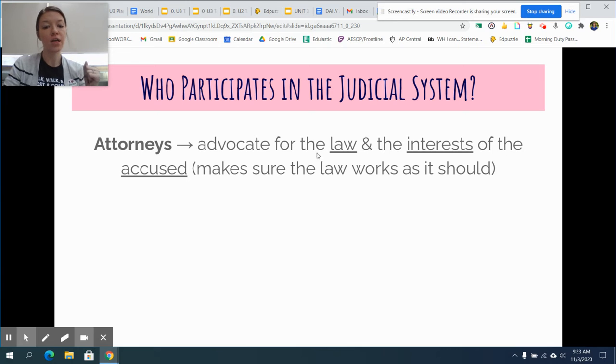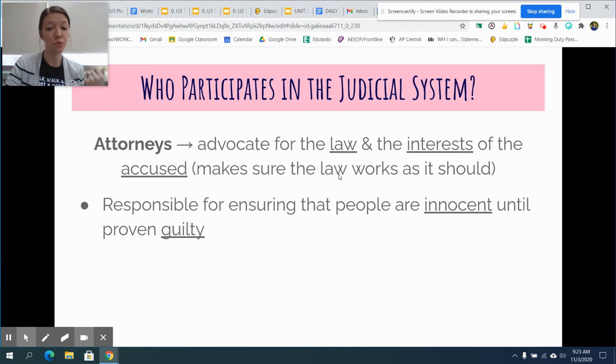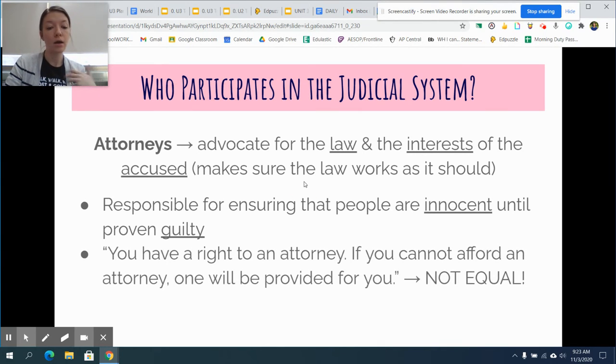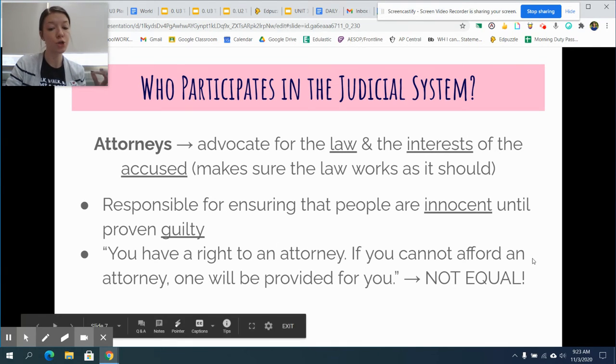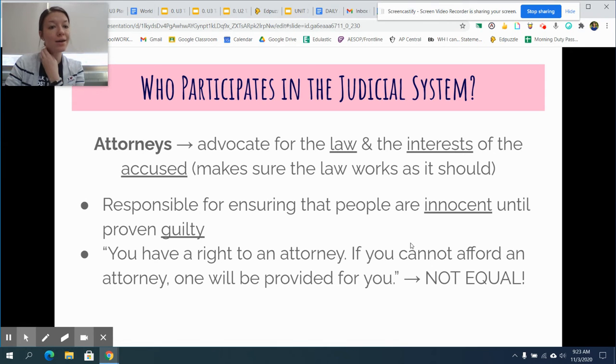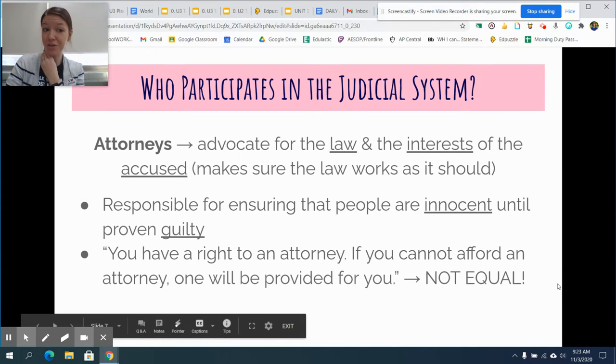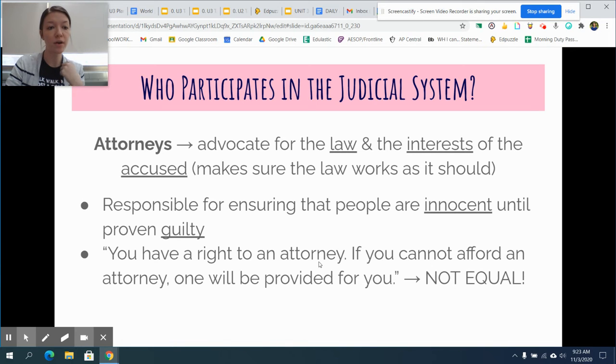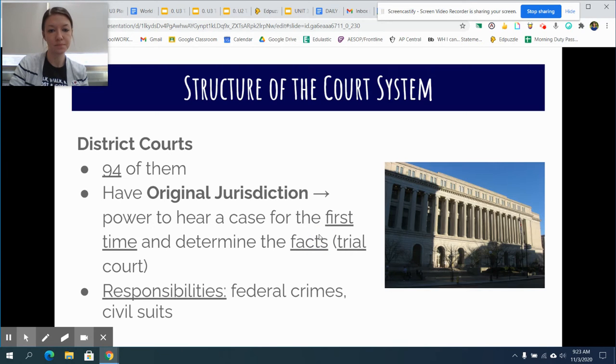And the attorneys are making sure that the law is working as it should. They're responsible for ensuring that people are actually innocent until proven guilty. And remember, we've talked about this, you do have the right to an attorney, and if you cannot afford an attorney, one will be provided for you. Now, that doesn't necessarily mean all attorneys are great if one is appointed for you, right? There may be some inequality in the type of representation you get. You still have that right to legal representation. And of course, we've talked about this, but that is guaranteed under the Sixth Amendment.